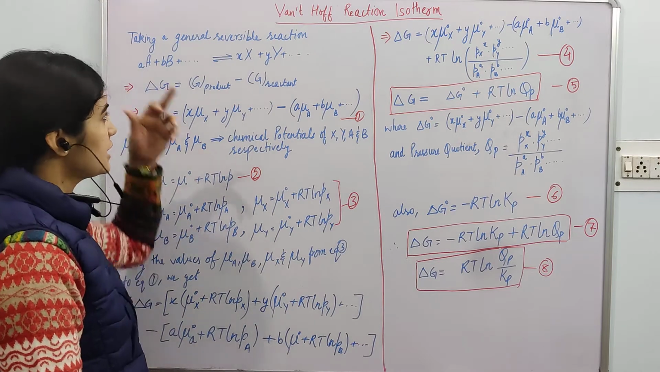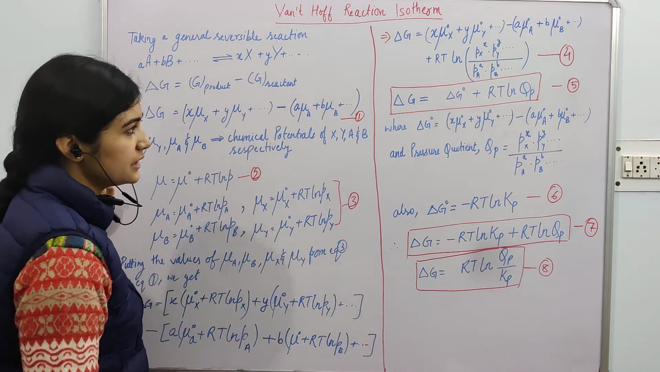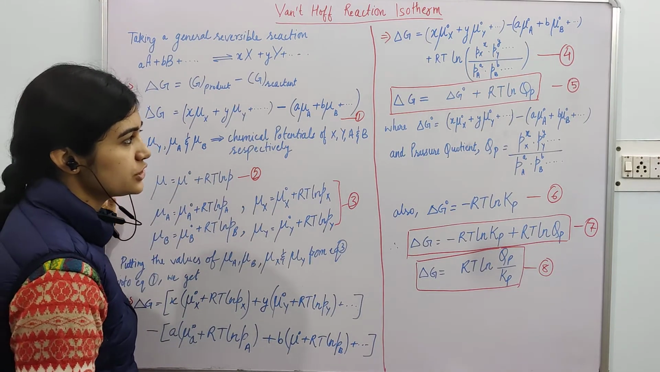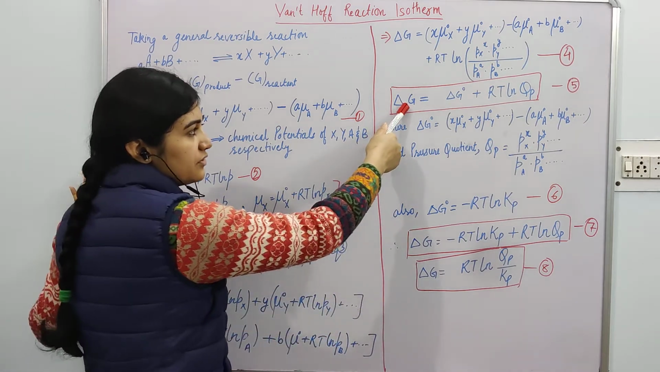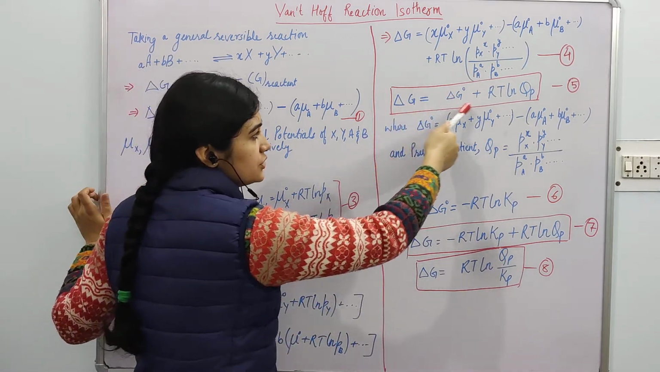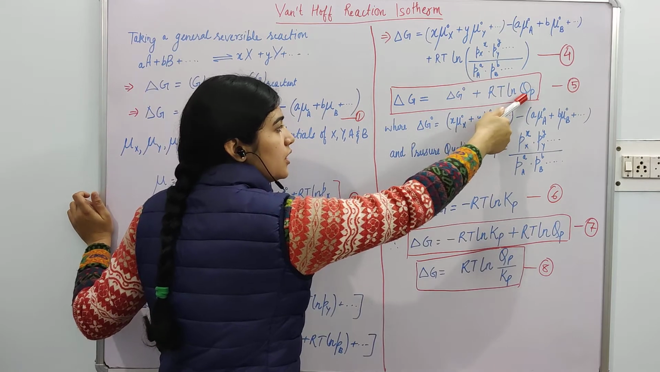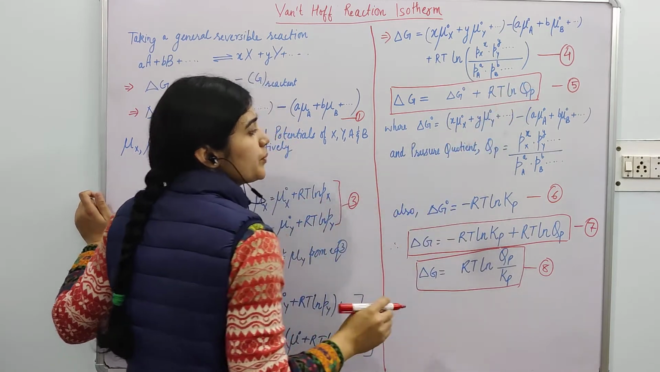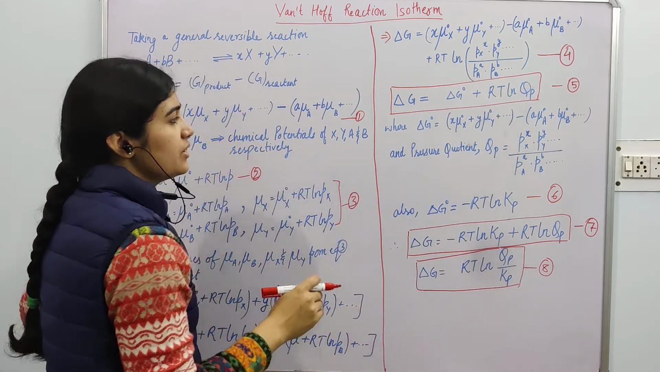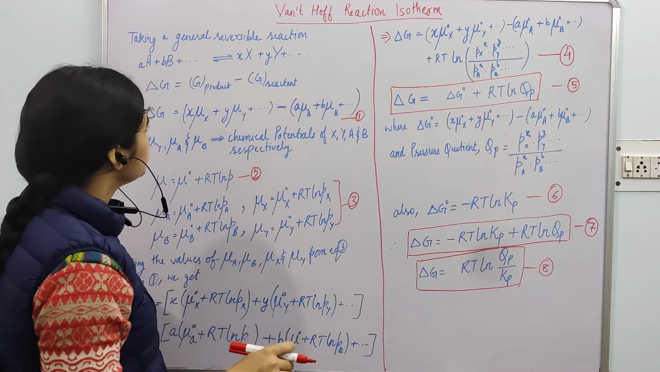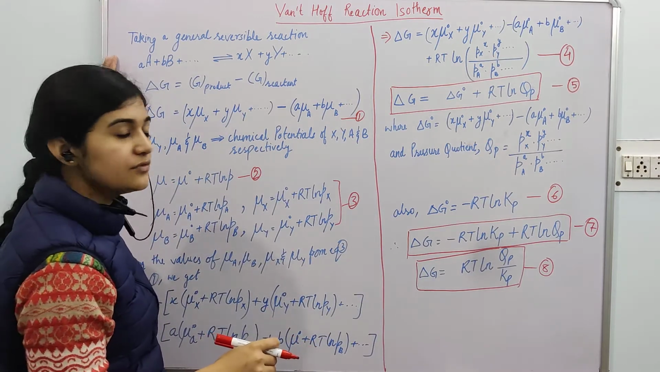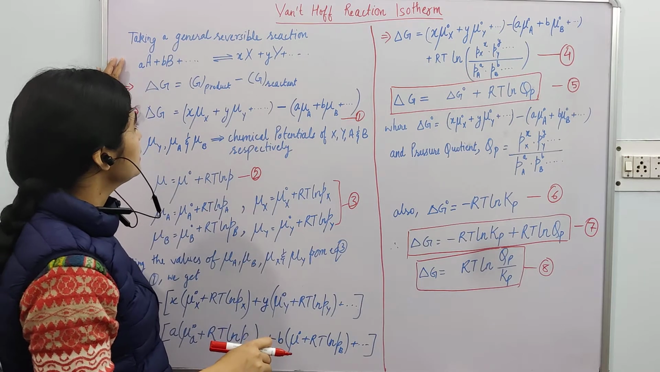Van't Hoff reaction isotherm: in this isotherm there is a relation between Gibbs free energy, standard Gibbs free energy, temperature, and your reaction quotient or pressure quotient. In this case we have taken the pressure quotient here. So we'll start with taking a reversible reaction.